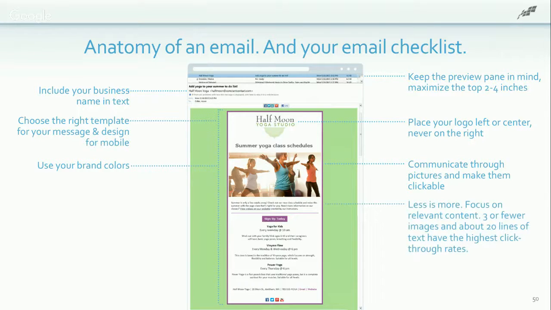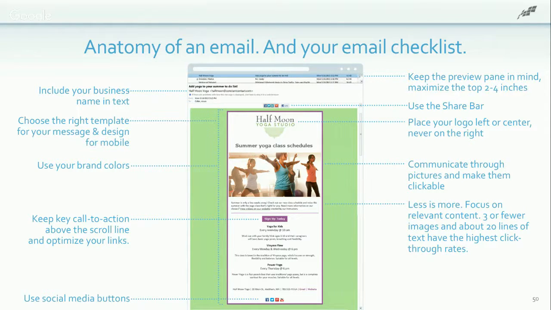Next, we want to make sure that we're selective with the content: 3 or fewer images and no more than about 20 lines of text will get us the highest click-through rate. And the call to action is above the scroll line. What's the scroll line? Well, it's that break at the bottom of your viewing screen, kind of like the fold on a newspaper. We've got social media buttons on top and on the bottom: the share bar on top, and the follow us on the bottom.